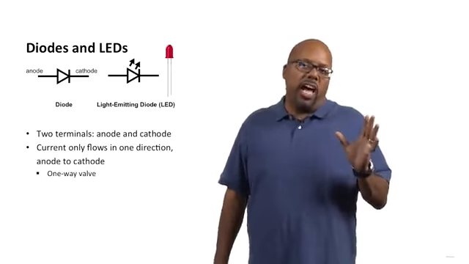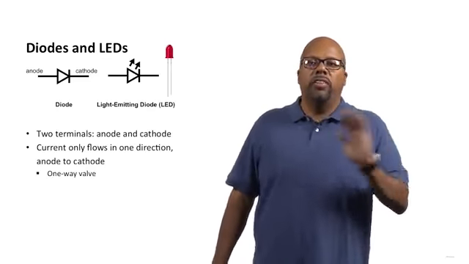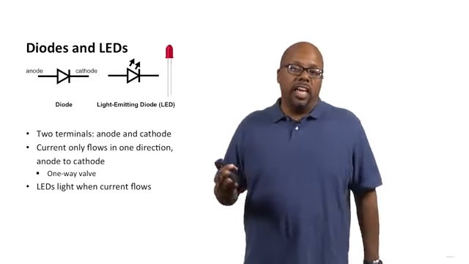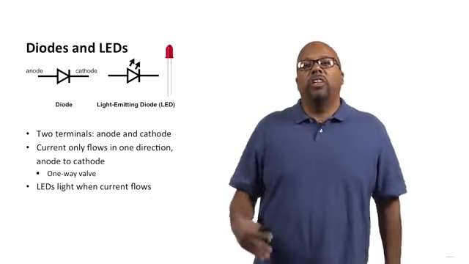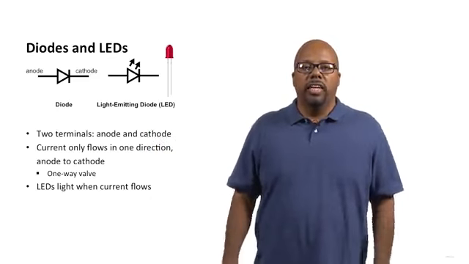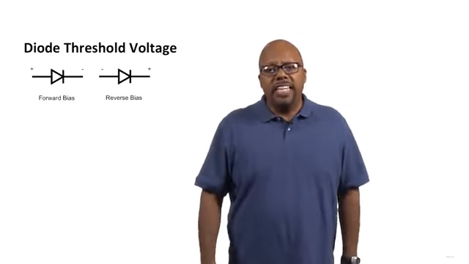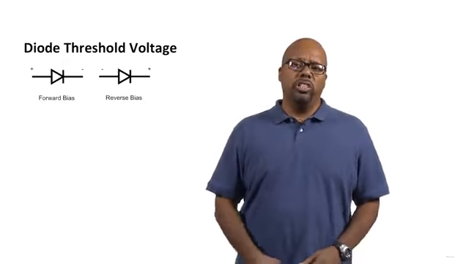So it's like a one-way valve in terms of water, right? It goes one way, it doesn't go the other way. So if it's an LED, a light-emitting diode, then when current flows, the light emits and it gets bright. Otherwise, it's dark. Now, every diode has what's called a threshold voltage.